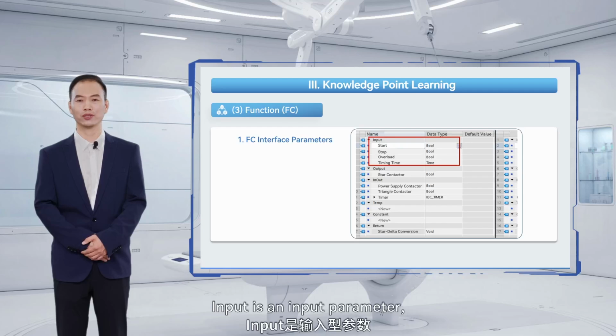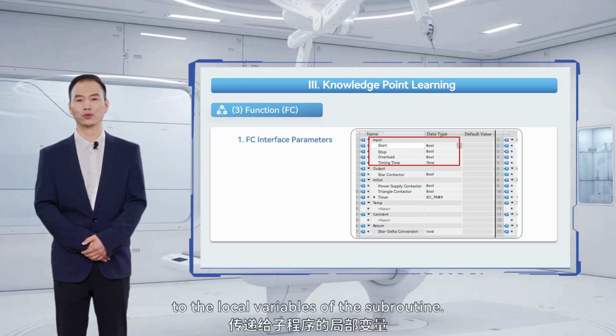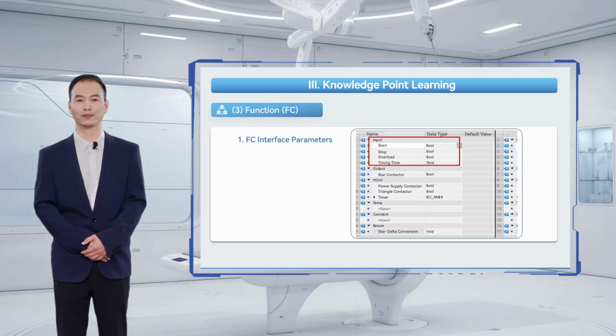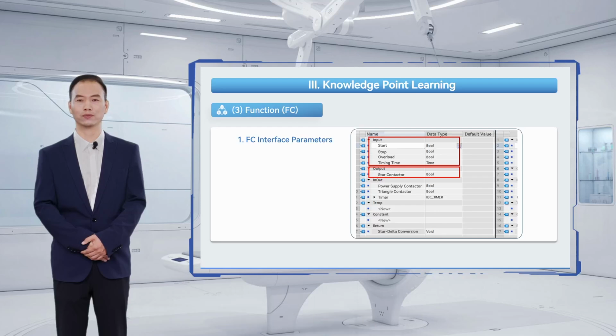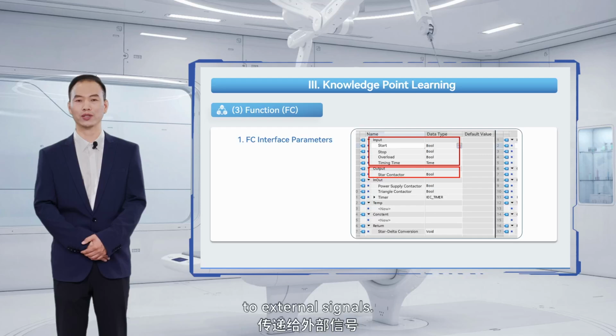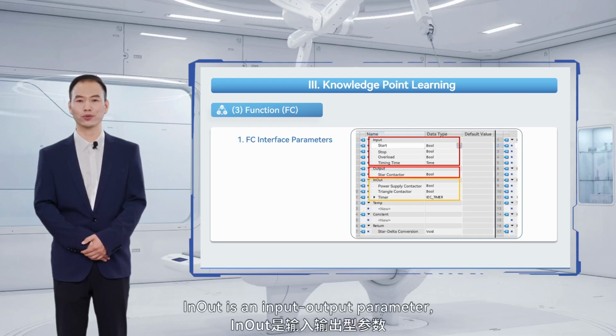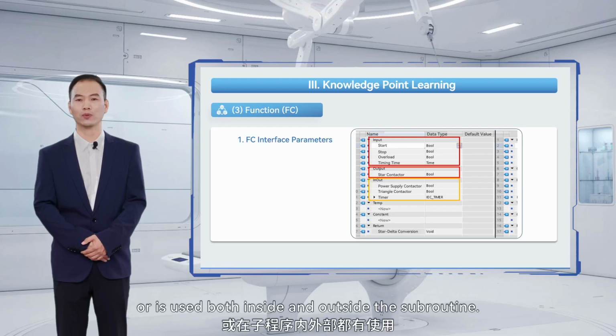Input is an input parameter, which passes the state of external input signals to the local variables of the subroutine. Output is an output parameter, which passes the execution result of the subroutine to external signals. Inout is an input-output parameter, whose variable data has input and output characteristics, or is used both inside and outside the subroutine.